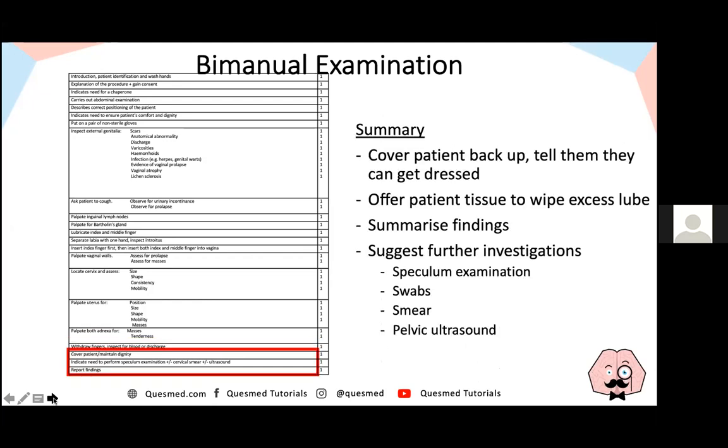And obviously we cover the patient back up and let them know they can get dressed, and again offer them privacy. I think it's nice to offer the patient some tissue, as they will probably have lubricant at their vulva, which doesn't feel very nice. And you want to summarise your findings and suggest further investigations. So in this scenario, you might want to do a speculum examination, you might want to take swabs, you might want to take a smear, or if you found something abnormal, you might want to refer them straight away for a pelvic ultrasound or refer them to gynaecology.